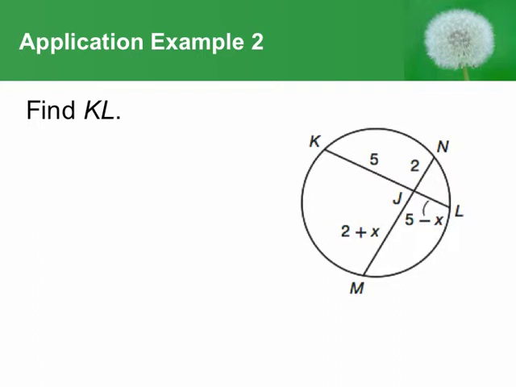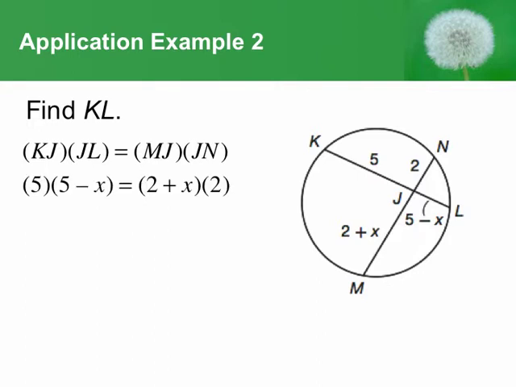In this example, we want to find the distance from K to L, but that involves solving for x. These are two intersecting chords, so we will write our first equation that says the product of the chord lengths are equal. Now we'll substitute in what we know from the diagram. And we can distribute 5 on the left-hand side of the equation and distribute 2 to the expression on the right. Let's add 5x to both sides and subtract 4 from both sides.